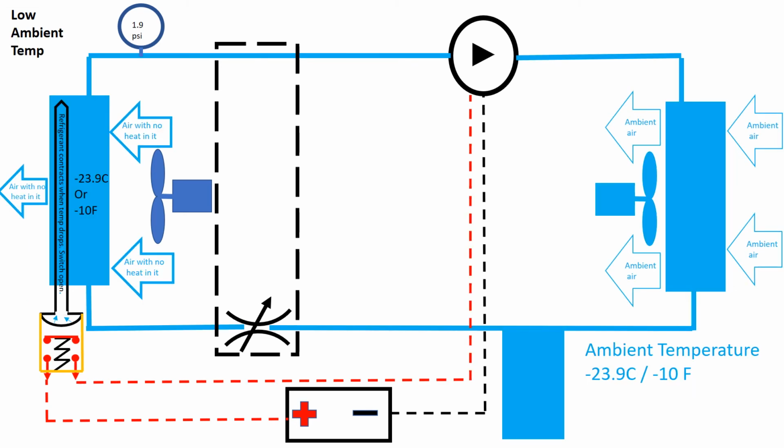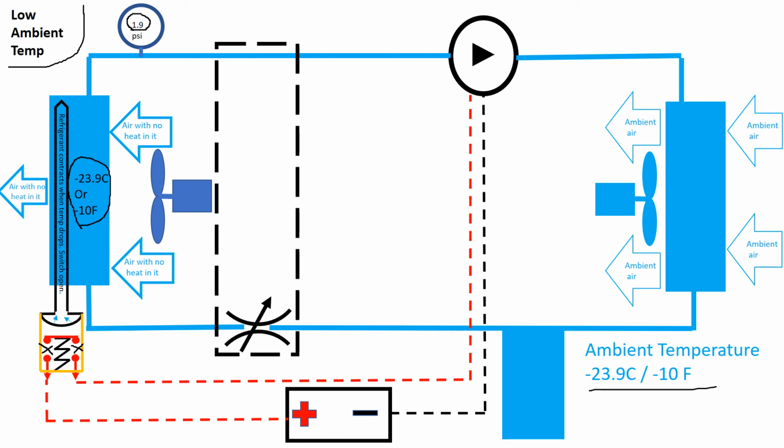Let's look at a third cause of lower than normal system pressures, that being low ambient temperature. We're almost at minus 24 Celsius. Let's assume the truck has been sitting outside overnight and our evaporator is also at minus 24 Celsius, which corresponds to about 1.9 psi in the system as that refrigerant contracts because it has no heat available. The thermostatic switch is doing its job, and it's got the contacts in the switch open because all it knows is the evaporator temperature is too low.